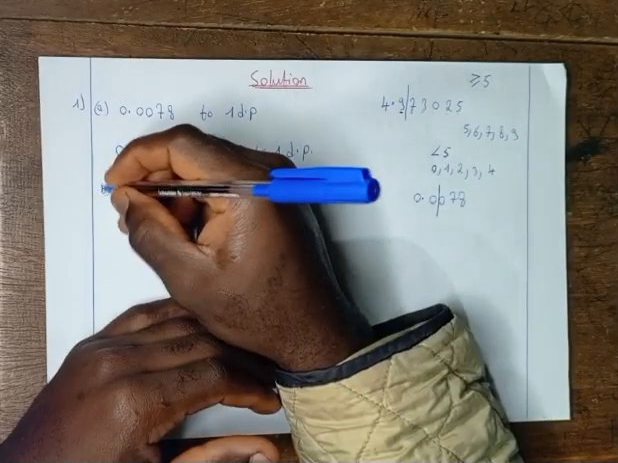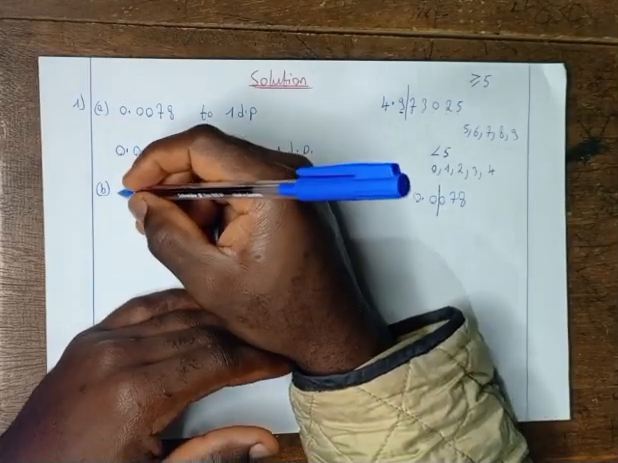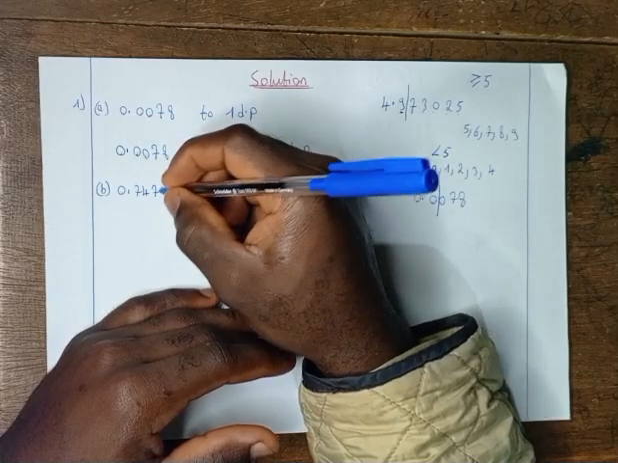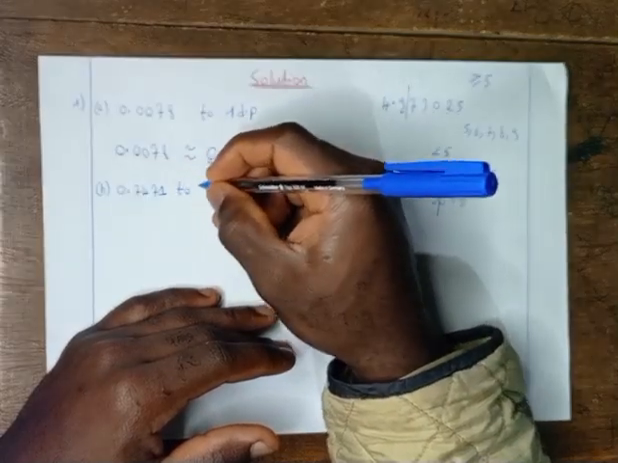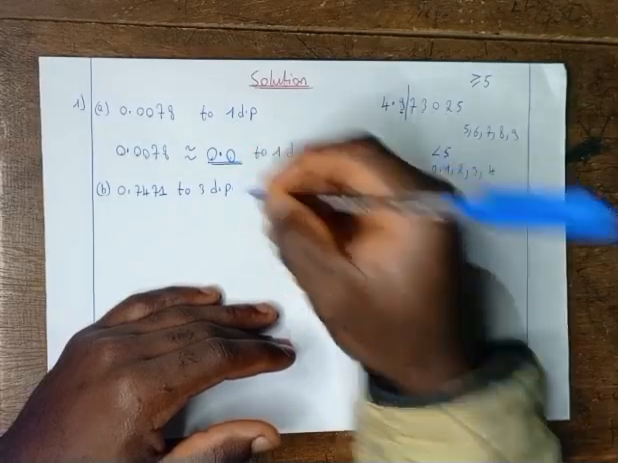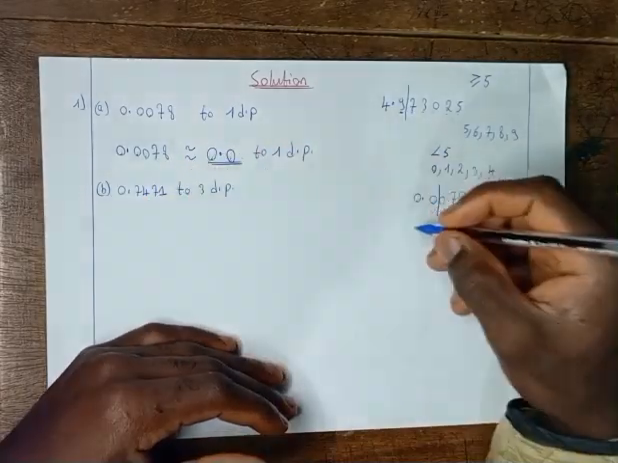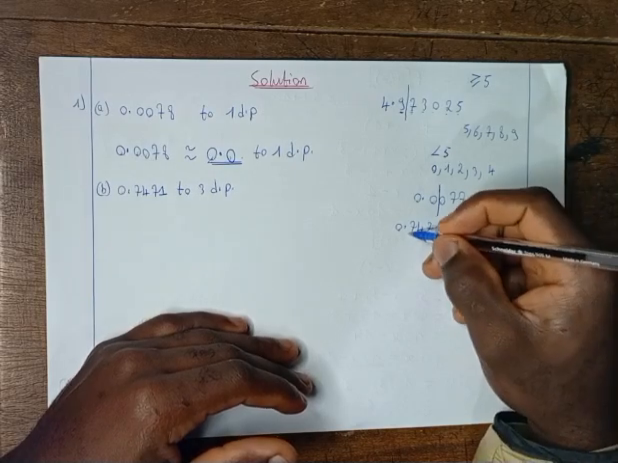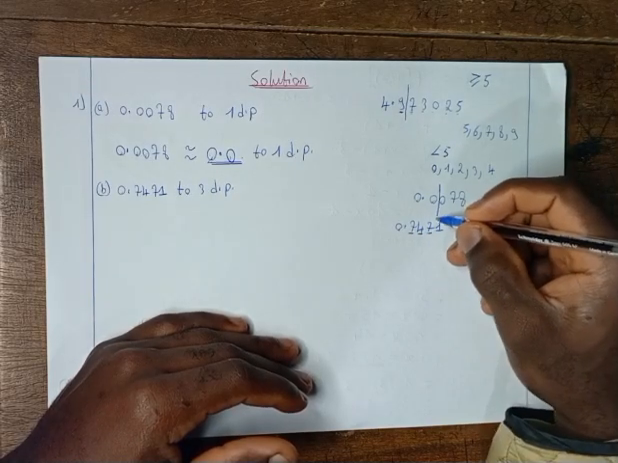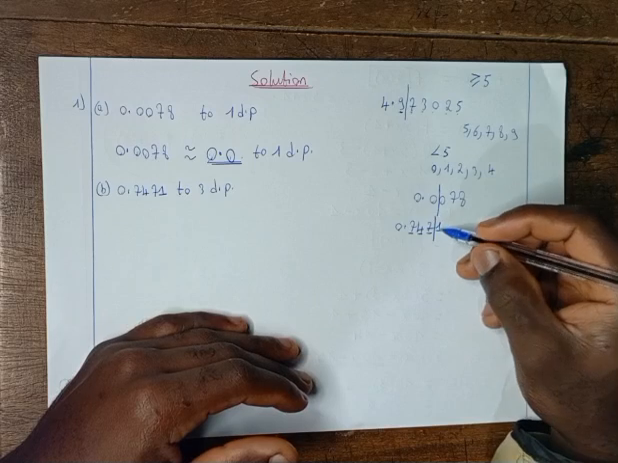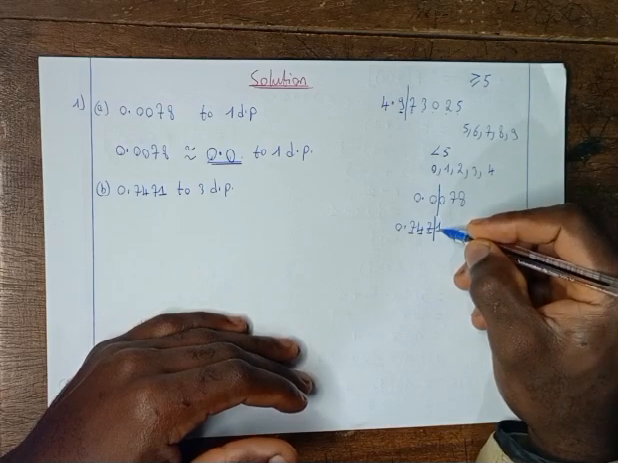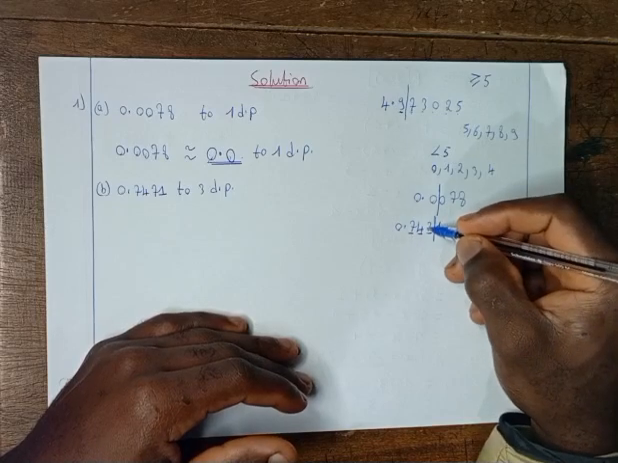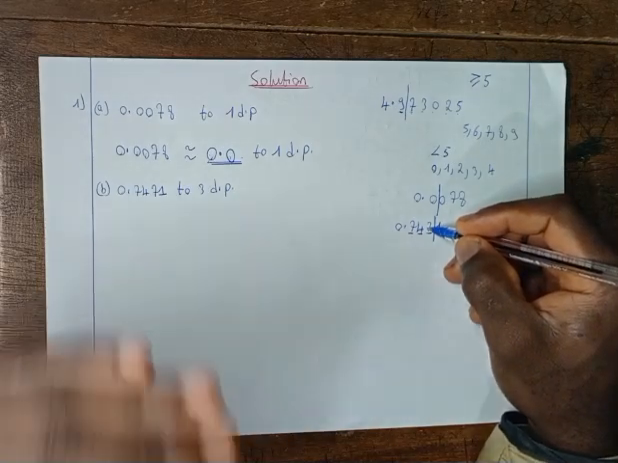Next, for question D, we have the number 0.7471. We have to write this number to 3 decimal places. Writing this number to 3 decimal places, if we write the number 0.7471, this is the first decimal place, the second, the third. So we have to round off between 7 and 1. 1 here is less than 5, so it is rounded down to 0. The digit which comes before the vertical line remains unchanged.